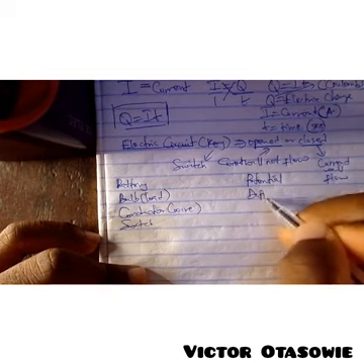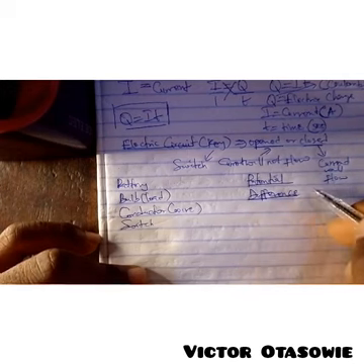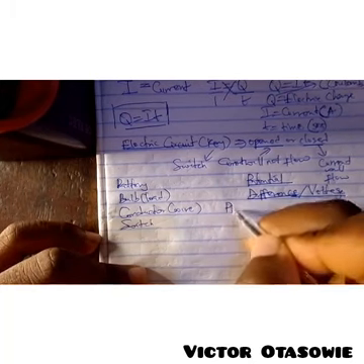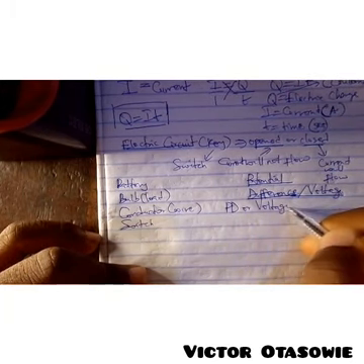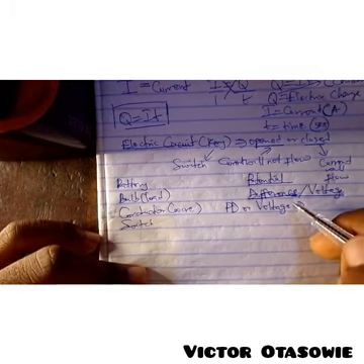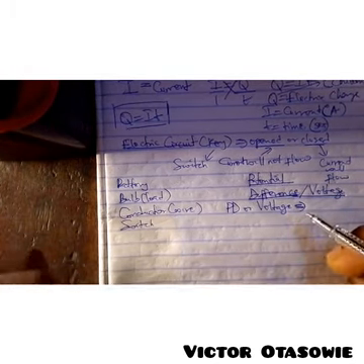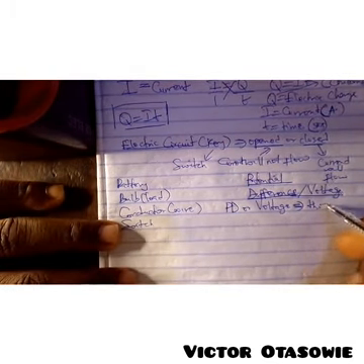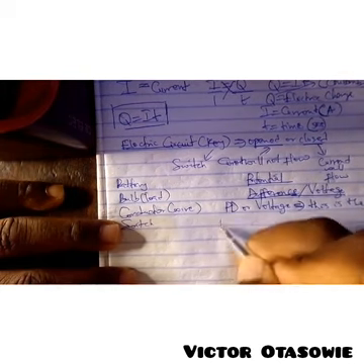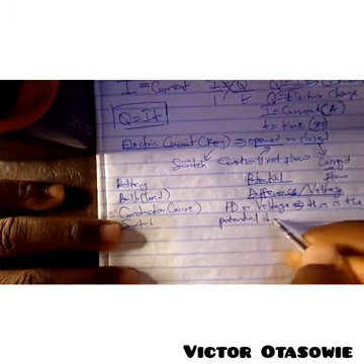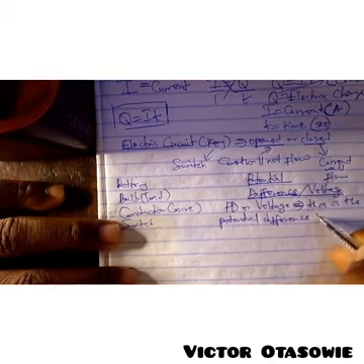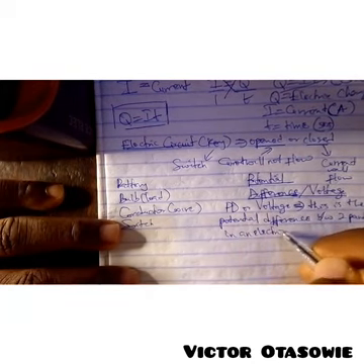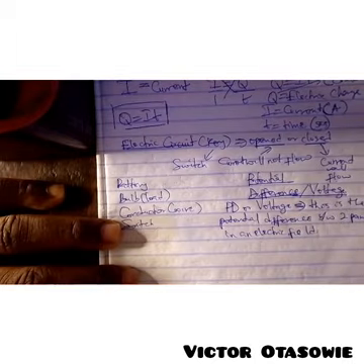Potential difference. Now, in the aspect of potential difference, PD, or voltage, voltage is the potential difference between 2 points in an electric field. So the potential difference is the difference between 2 points in an electric field.